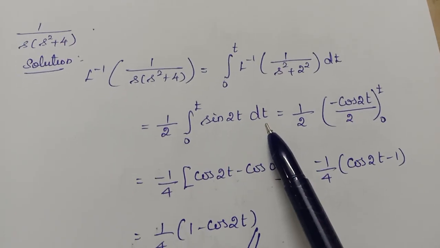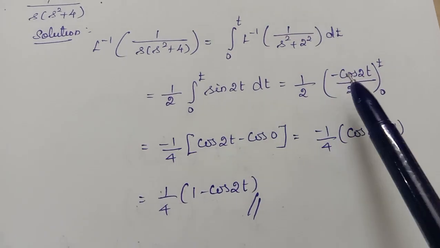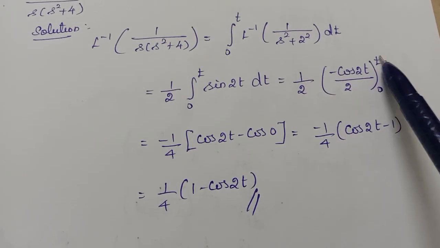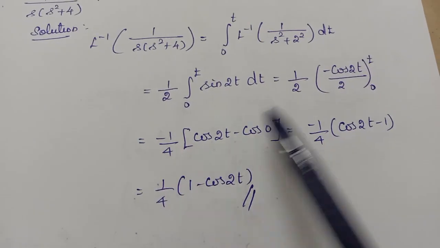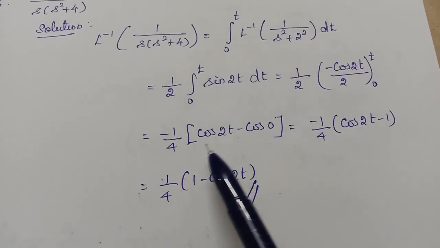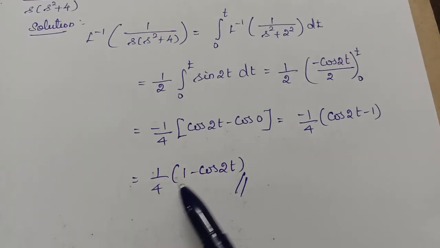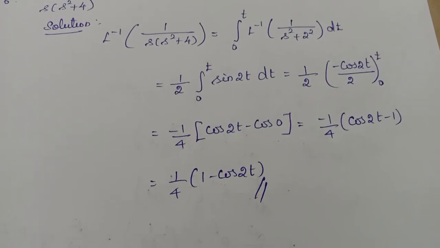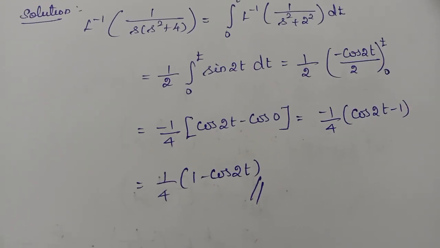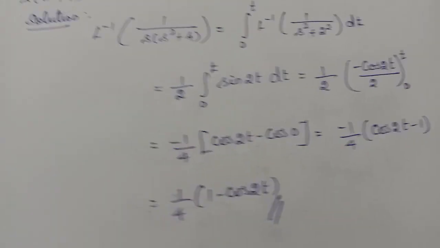So sine 2t dt. Integration of sine 2t is what? Minus cos 2t by 2 within the limit 0 to t. So minus 1 by 4 into (cos 2t minus cos 0). Cos 0 is equal to 1. So what I have is 1 by 4 into (1 minus cos 2t). So this is the required answer. Next problem.